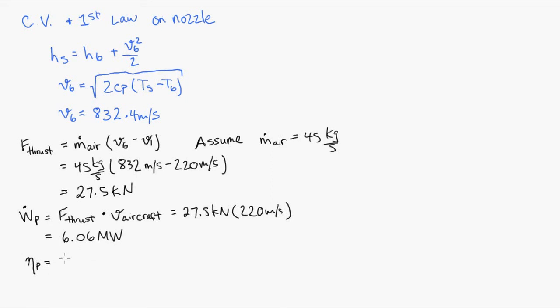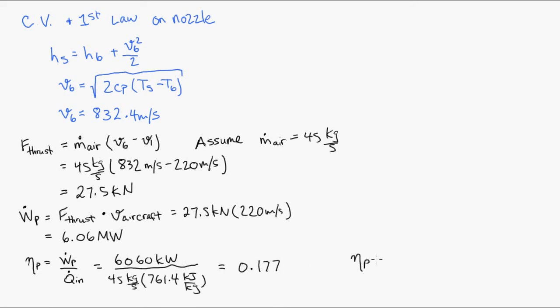The propulsive efficiency is the propulsive power divided by the heat input. So we have about 6,000 kilowatts divided by Qin, and we have to include the mass flow rate in the denominator. So we get a propulsive efficiency of about 17.7% for the cycle.